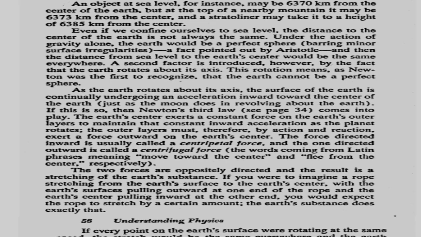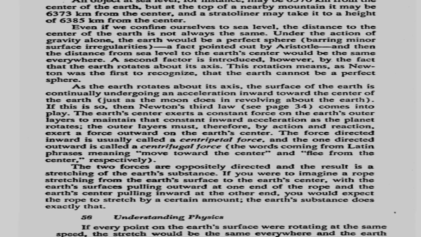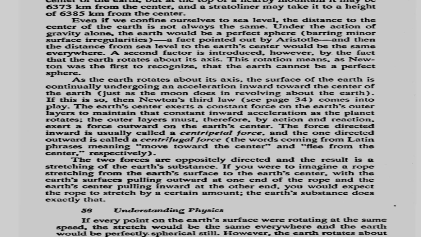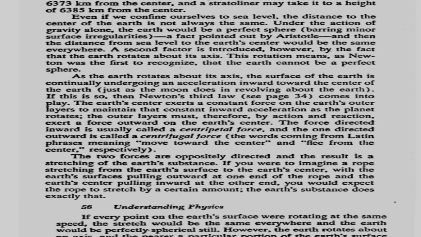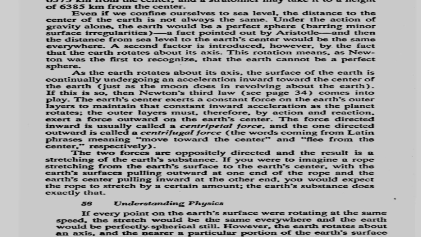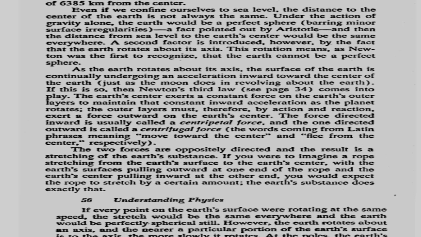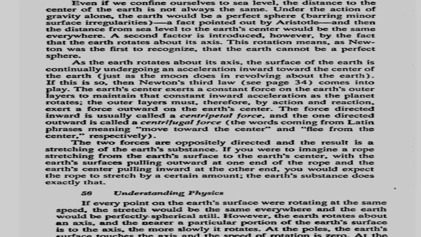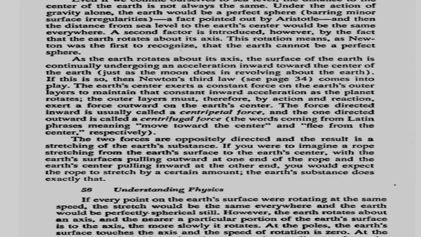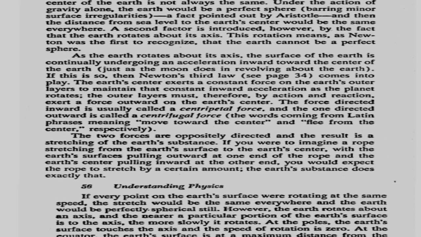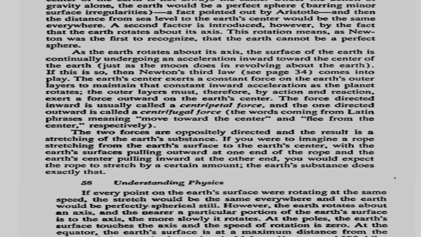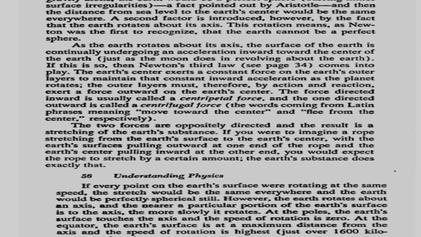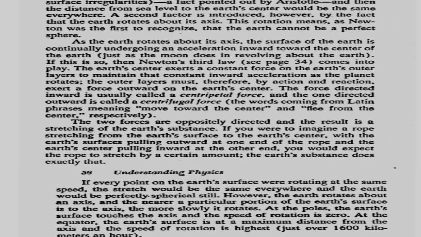Even if we confine ourselves to sea level, the distance to the center of the Earth is not always the same. Under the action of gravity alone, the Earth would be a perfect sphere, barring minor surface irregularities, a fact pointed out by Aristotle. And then the distance from sea level to the Earth's center would be the same everywhere. A second factor is introduced, however, by the fact that the Earth rotates around its axis. This rotation means, as Newton was the first to recognize, that the Earth cannot be a perfect sphere.